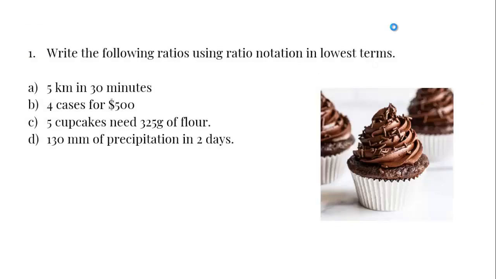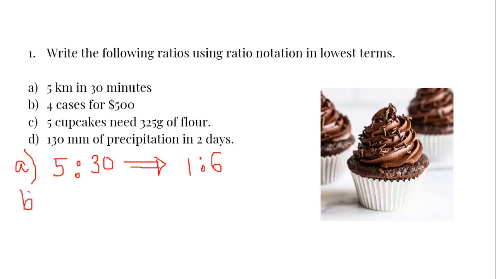Write the following ratios using ratio notation in lowest terms. 5 km in 30 minutes. The ratio is 5 is to 30. 5 is the common factor for 5 and 30, so we divide 5 and 30 by 5, so the ratio can be written in its lowest terms, 1 is to 6.